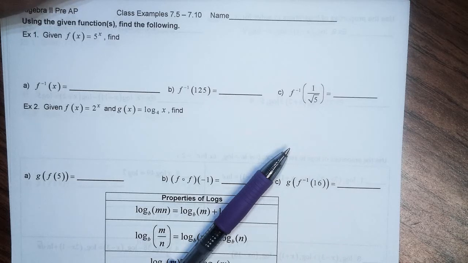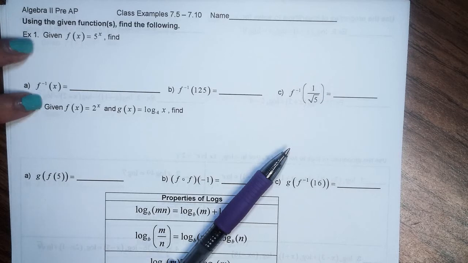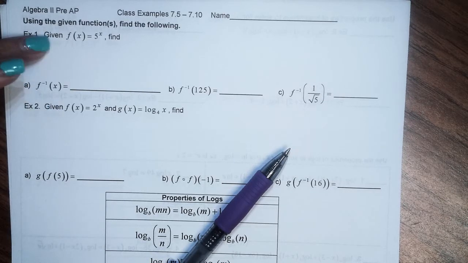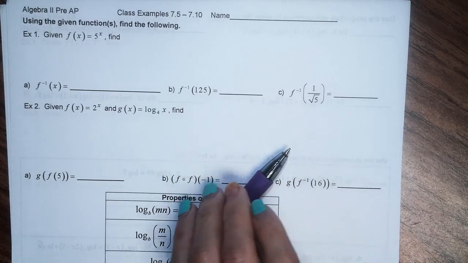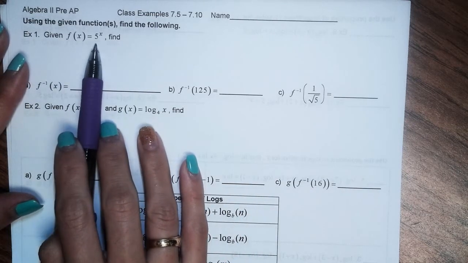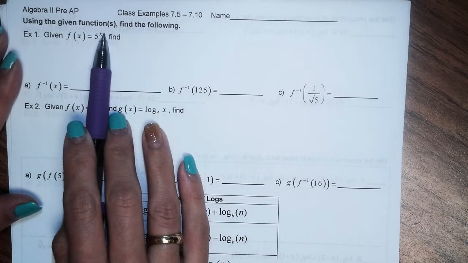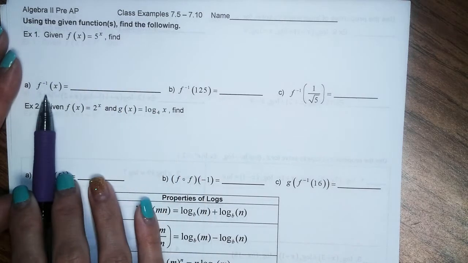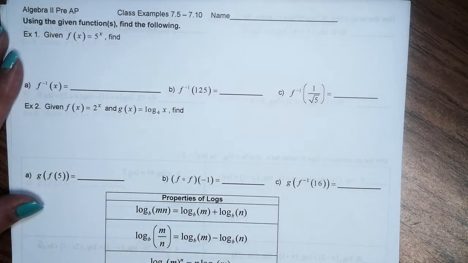Okay, so today you're going to learn more about logs. First, let's just try these two examples here about exponential functions and their inverses, so what we did last time. Number one, given f of x, which is just 5 to the x, find the inverse. So I taught you that last lesson.